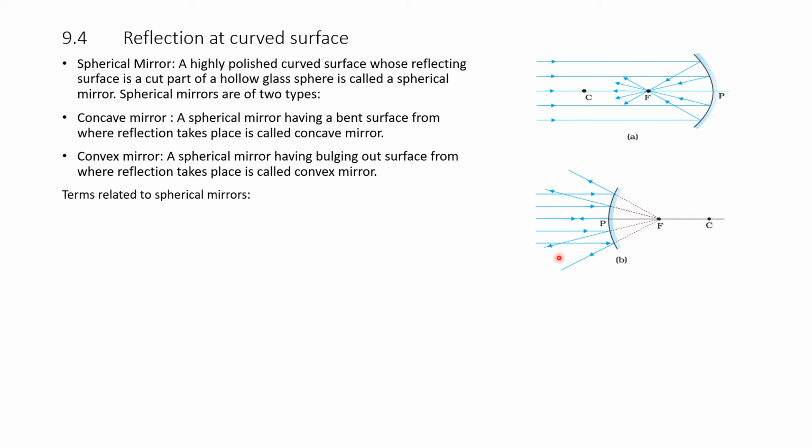Terms related to spherical mirrors. There are some standard terms, let us describe them. Center of curvature: it is the center of the sphere of which the mirror or lens is a part. See, there is one sphere around here and this is the center. For a concave mirror, C is the center of curvature. Similarly, for a convex mirror, the center of curvature is C here.